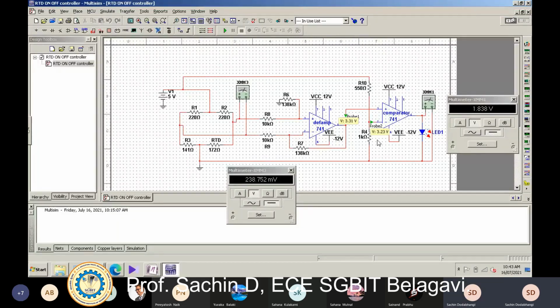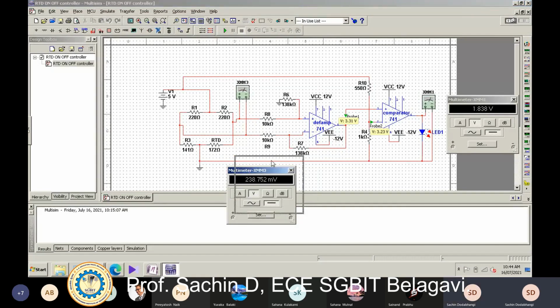At the output, I have connected the LED. You can see the LED is on here, with the red indication. Look at the cursor here. When the LED is on, the output voltage will be equal to the voltage across this LED. So the voltage across this LED is displayed here, 1.838.